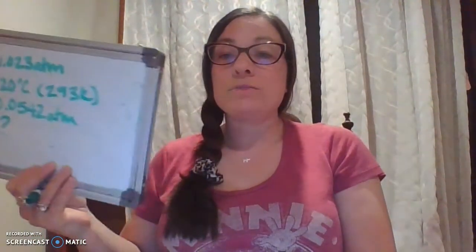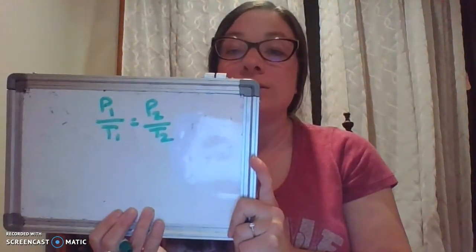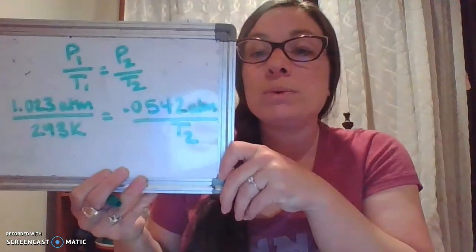And now we're going to plug those values into our equation. Remember, the pressure-temperature relationship is P1 over T1 equals P2 over T2. Okay, we're going to solve for T2 in this case. So we're going to take P1, 1.023 atmospheres. We're going to divide it by the temperature, which is 293 Kelvin. We're going to set that equal to pressure 2, 0.0542 atmospheres divided by our unknown temperature 2. Okay, so this is how we would start.